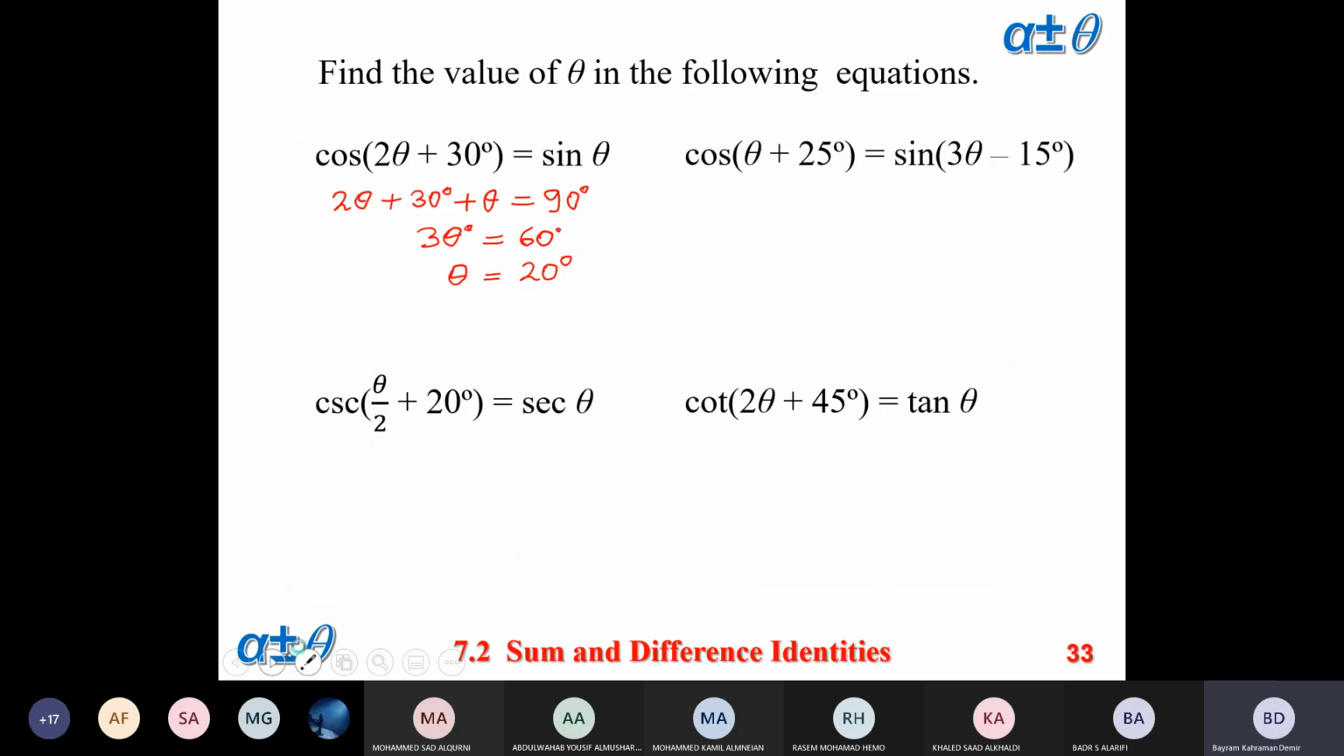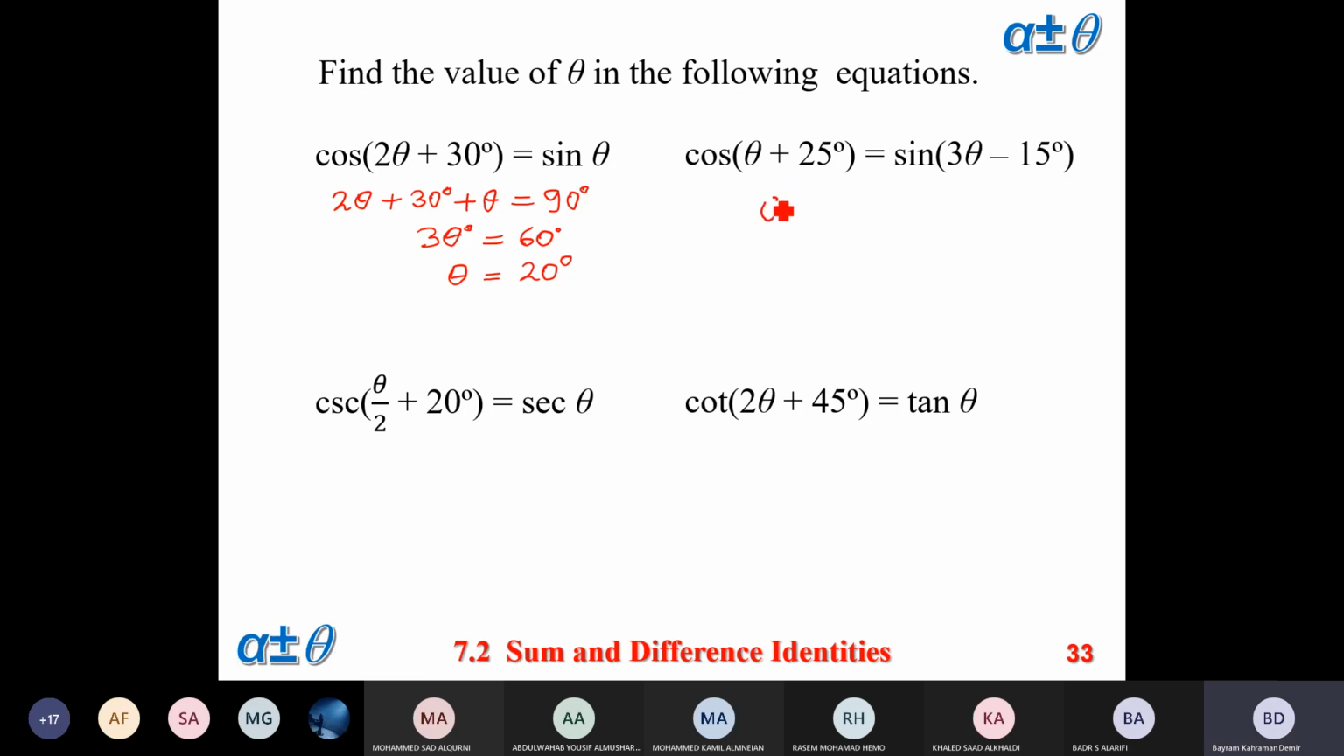So let's just look at some of the questions. For example, we have cosine of 2 theta plus 30 is equal to sine of theta. Then when you add these angles, this side plus the other side should be equal to 90 degrees. Then solve for theta. Theta is equal to 20. Quite a simple question, sir. These are major exam questions, of course, from previous years. Let's look at another one maybe.